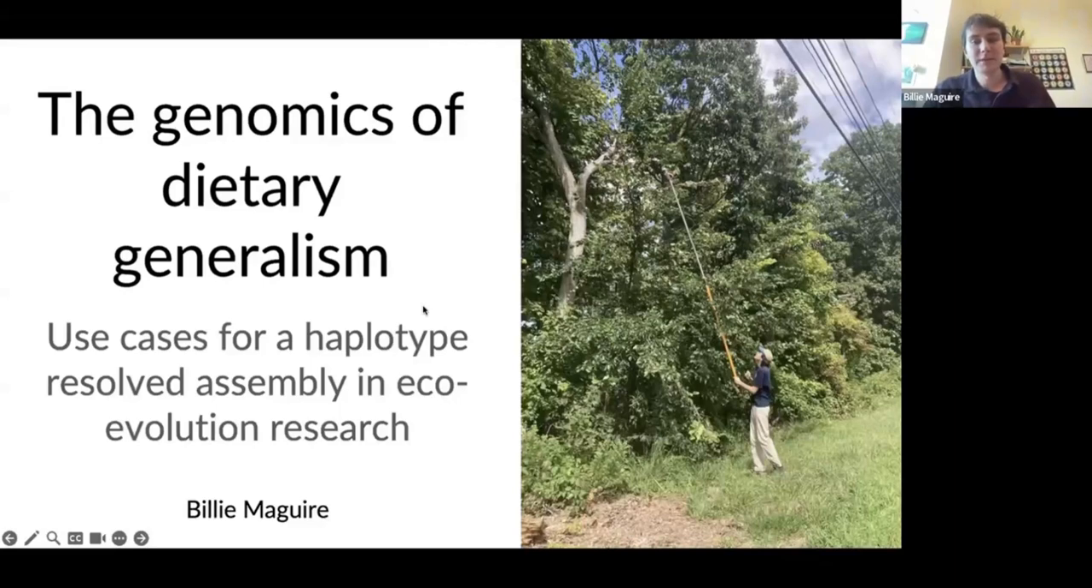My name is Billie Maguire, and here's a picture of me out in the field doing some field work, collecting my fall webworm caterpillars from up in the trees. But today I'm not in the field. I'm here talking to you about the genomics of dietary generalism and the use cases for a haplotype-resolved assembly in this type of research and in eco-evolution research more broadly.